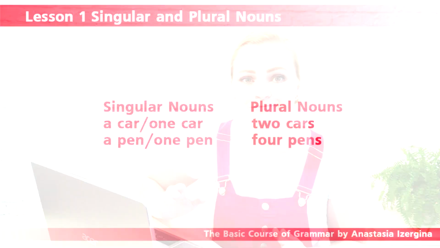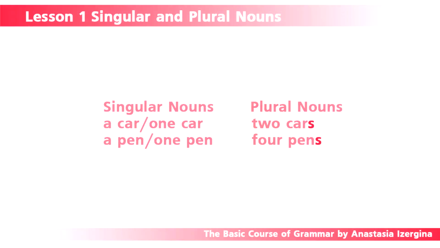And today we're going to talk about the topic called singular and plural nouns. In English, there is singular and plural form of a noun. Singular nouns are used for those objects which are represented by one object only. For example, a car, one car, a pen, one pen. Plural form is used for those nouns which are represented by two or more objects. For example, 2 cars, 4 pens.